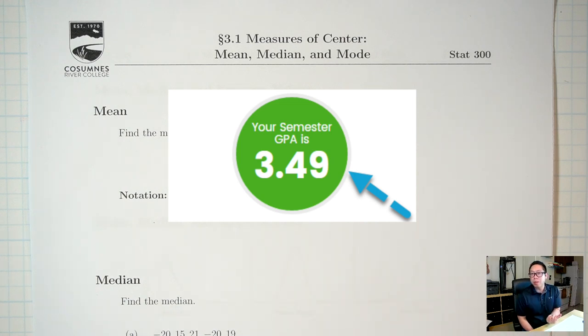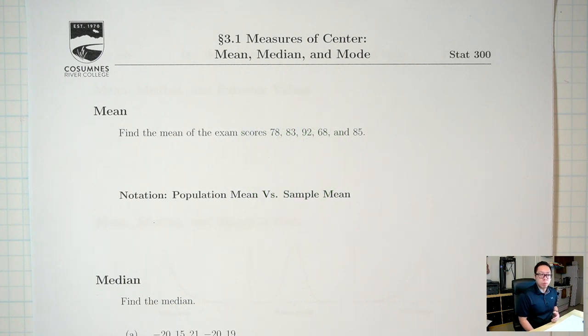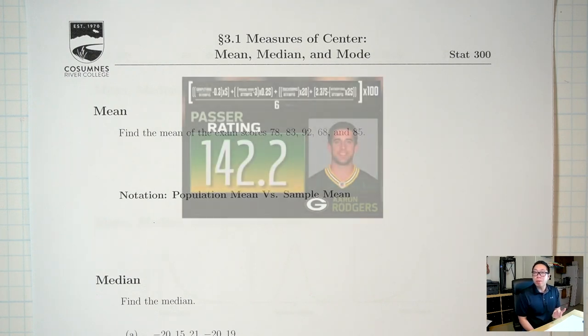That's a numerical summary. Another example, for my sports fans, a quarterback, right? A quarterback's performance is dependent on lots of different things. You know, how many passes they complete, how many yards they throw for, how many interceptions they throw, how many turnovers they commit, how many touchdowns they throw, and whether they win a game. All of those things are summarized into a single number called a quarterback rating.